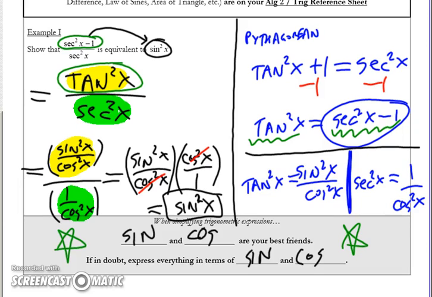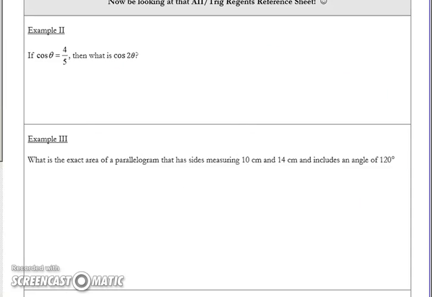We have indeed proven that secant squared of x minus 1 over secant squared of x is equivalent to sine squared of x. We met our goal. Great, congratulations, let's move on. So please flip to the back of that page and take a look at example 2.